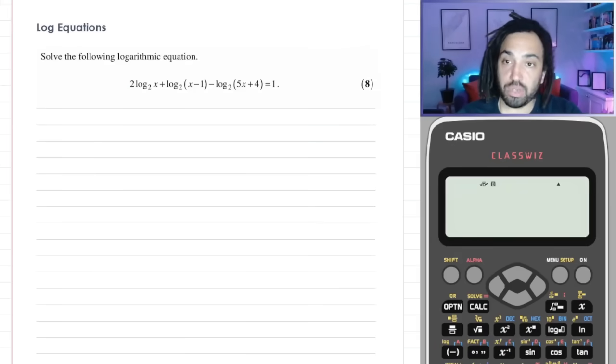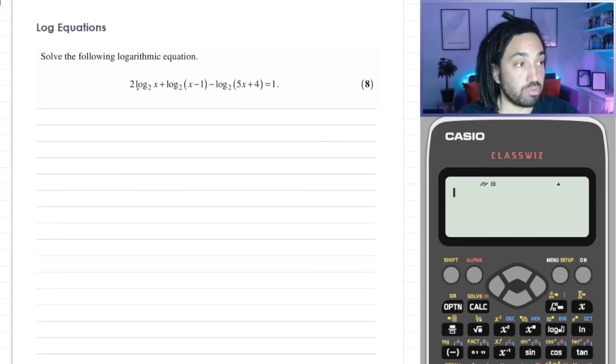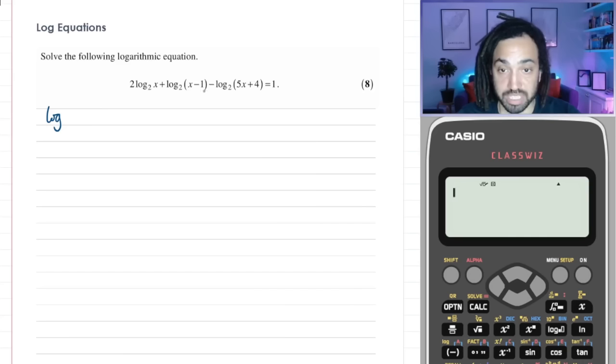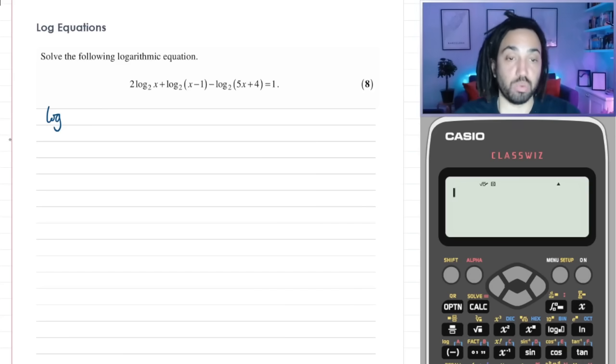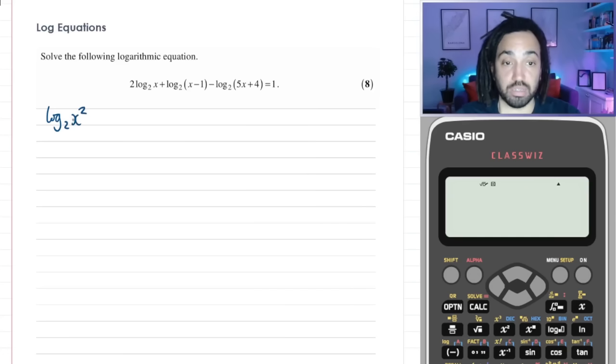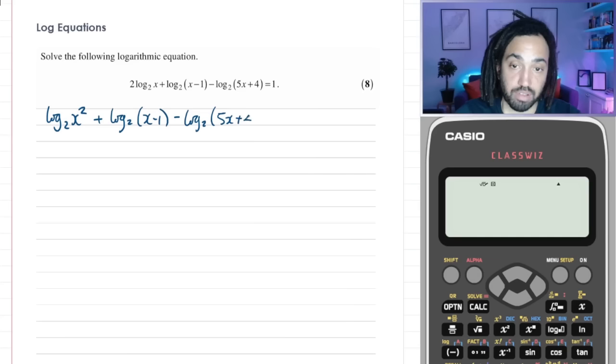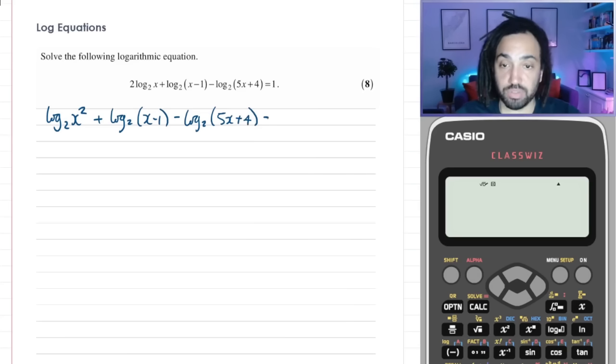Okay, log equation, absolute classic this one. So what we're going to do is use our log rules. We're going to take this 2 and make it a power of x, because what we really want to do is simplify this left side and combine all of those logs together. So this is log of x squared plus log of x minus 1, and then log of 5x plus 4. Okay, so now we can combine them all.